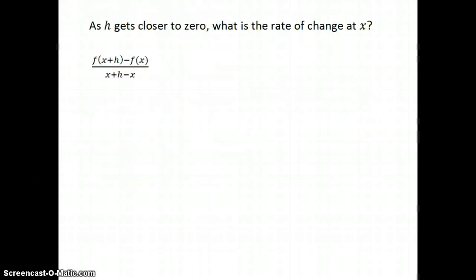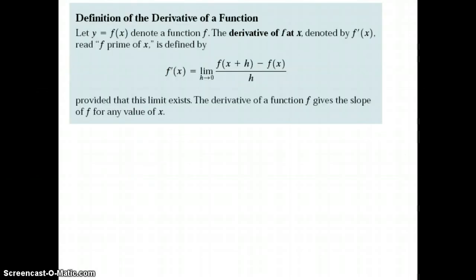A lot of times books will use f and x instead. And so this is our definition here. We let y equals f of x denote a function f, and the derivative of f at x is denoted by f prime of x. So that little apostrophe there is known as the prime, the derivative. And that's equal to the limit as h goes to 0 of f of x plus h minus f of x, all divided by h.